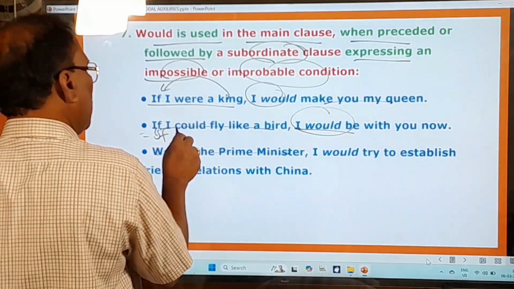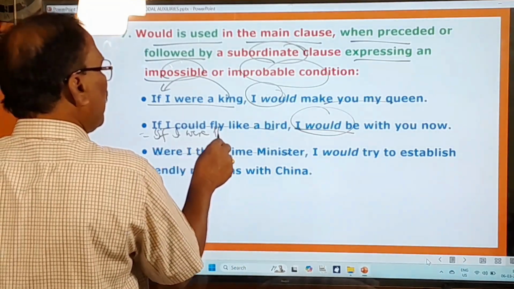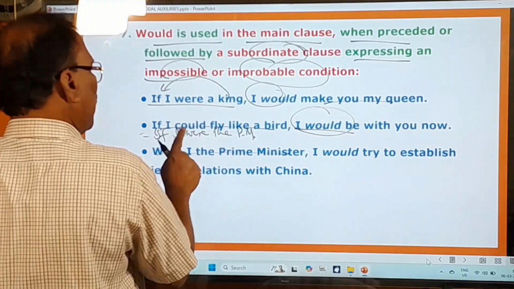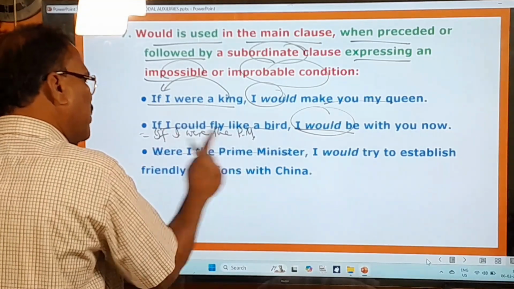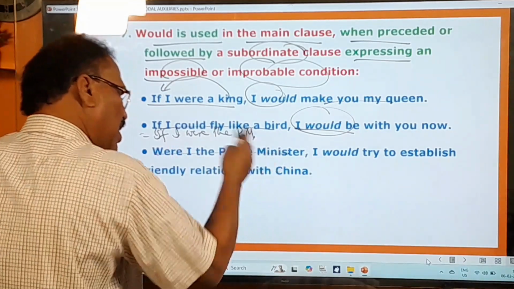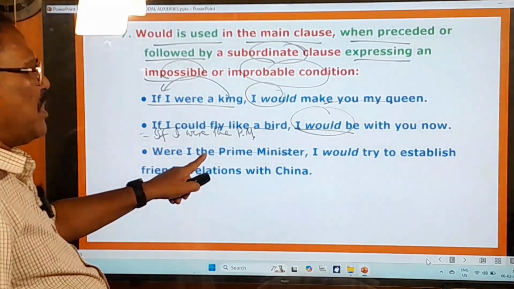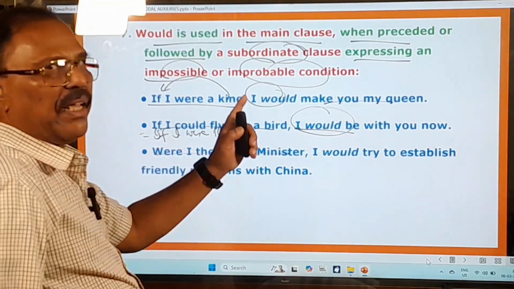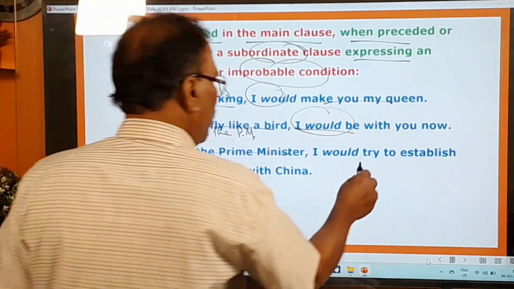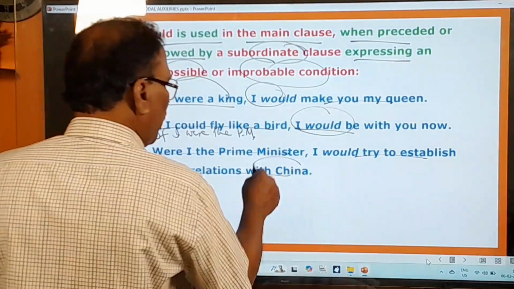The right sentence is, if I were the prime minister, that is there. Instead of saying if I were the prime minister, here he says, were I the prime minister. It's a stylish question. Don't get confused. Impossible conditional sentence: if I were prime minister, I would try to establish friendly relations with China.